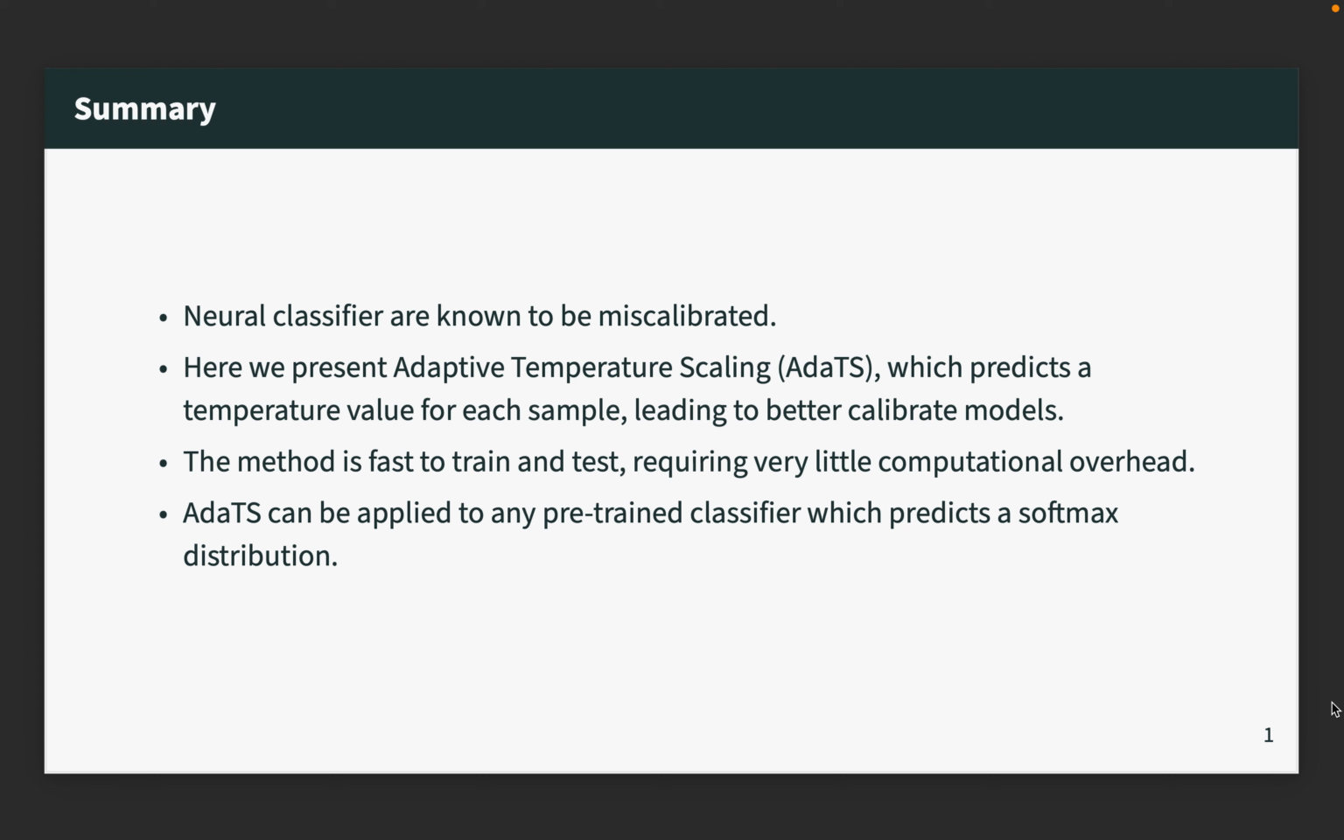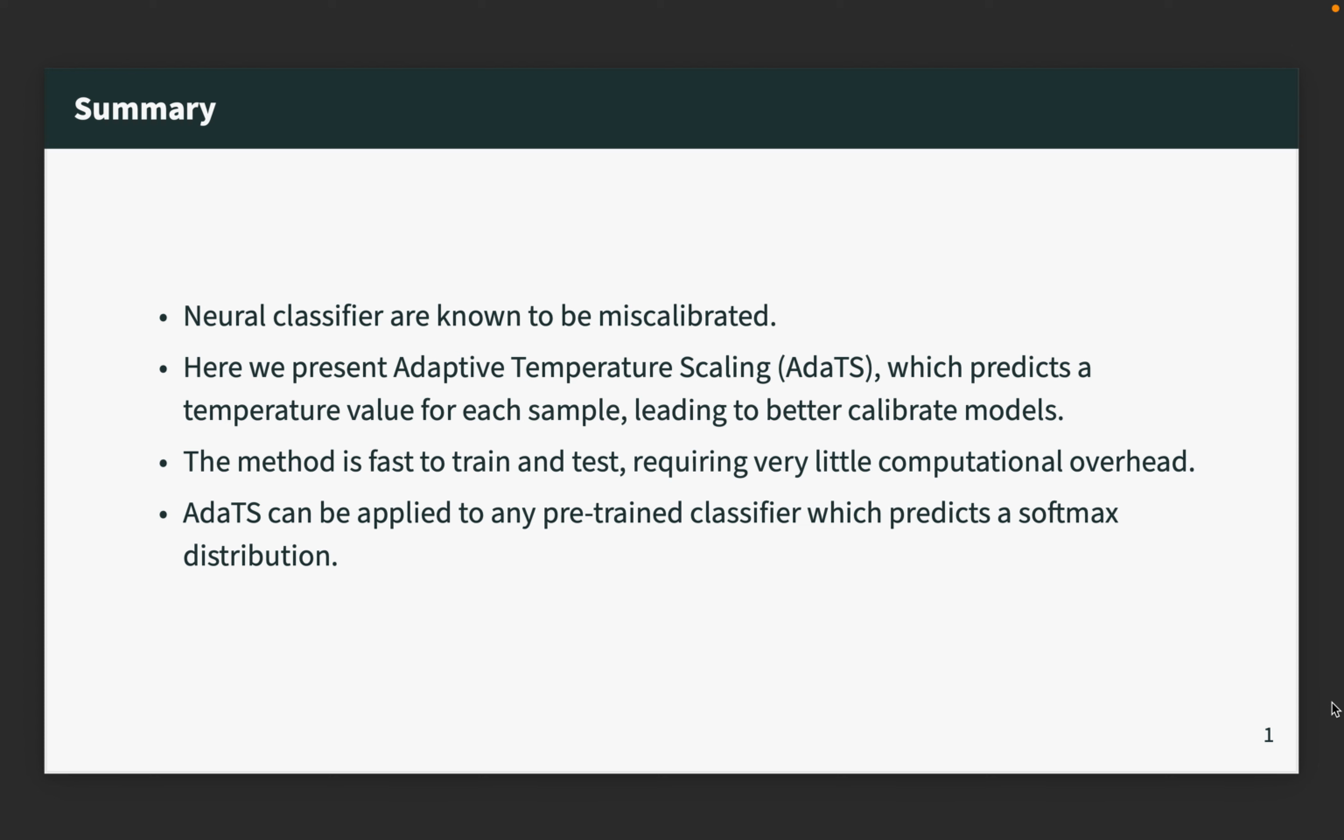Neural classifiers are known to be miscalibrated, where they are typically overconfident. What we mean by miscalibrated is that their accuracy does not match their confidence. To address this, we present adaptive temperature scaling, which predicts a temperature value for each individual sample. This leads to better calibrated models when compared to vanilla temperature scaling. The method is fast to train and test, requires very little computational overhead, and is easy to implement.